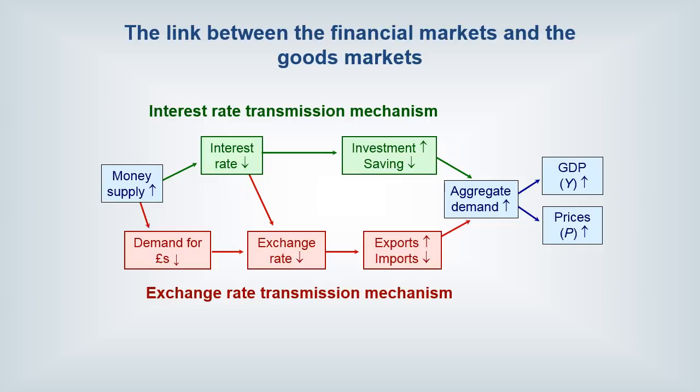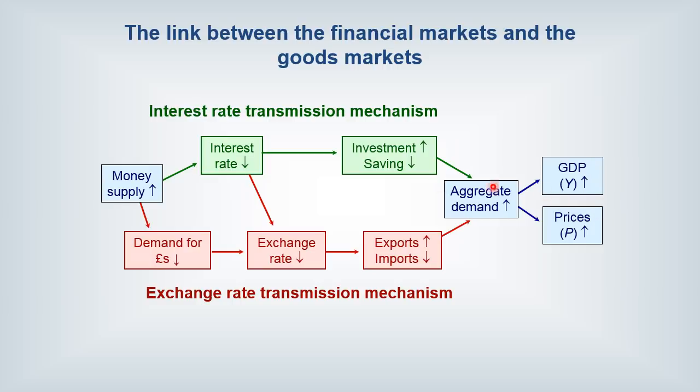For the interest rate transmission mechanism, there is a change in the money supply. This leads to a change in the interest rate, and because investment and saving depend on the interest rate, there is a change in the goods market. Effectively it is a change in aggregate demand, and thus a change in either output or prices. Depends on the school of economic thought.